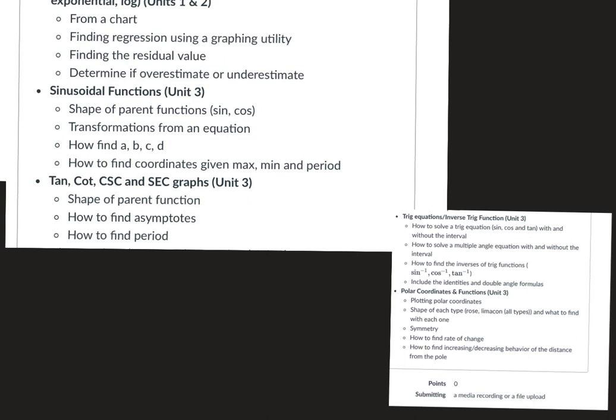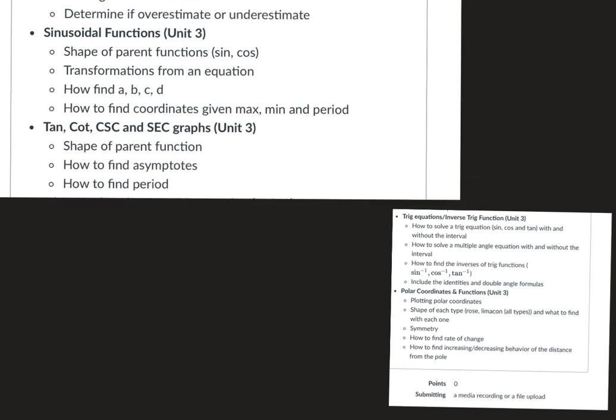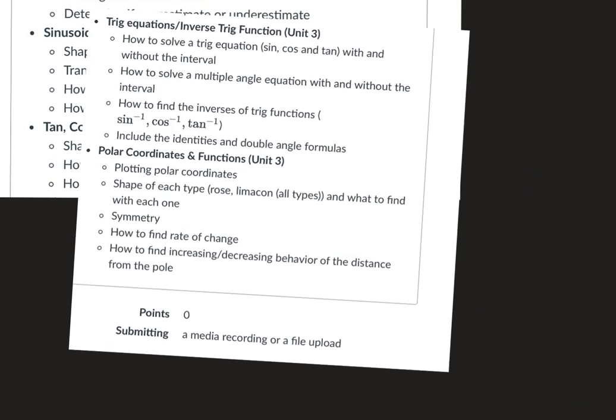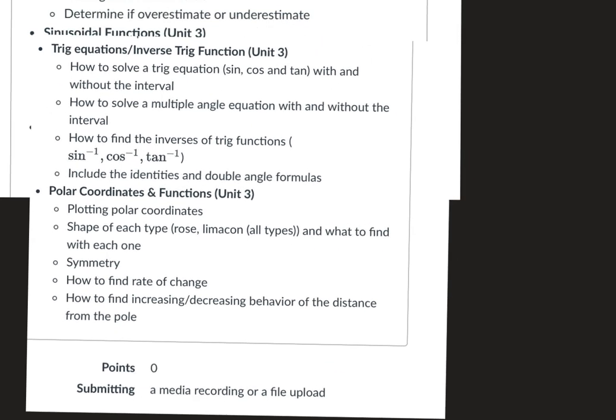Then sinusoidal functions: the shape of the parent functions of sine and cosine, how transformations work on the equations, how to find A, B, C, and D given max, min, period, that kind of thing, how to find the coordinates given your max, min, and your period. Remember, that is one of your FRQs. Tan, cotangent, cosecant, and secant graphs: the shape of the parent function, how to find the asymptotes, and how to find the period.